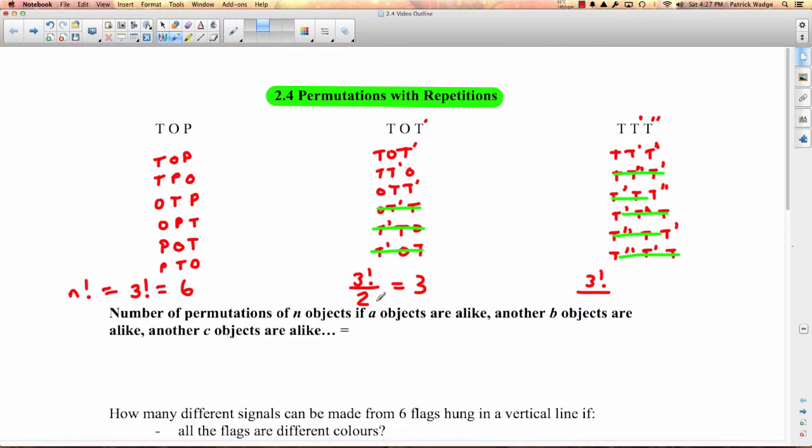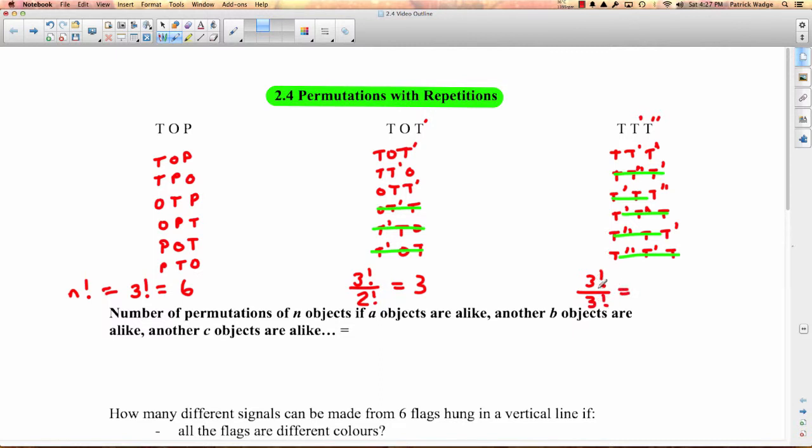Now, what's this bottom number? Like here it was 2, and then suddenly here it's 6. Can you figure out where that comes from? It's because this actually isn't 2. This is 2 factorial. But remember, 2 factorial is 2 times 1, which is just the same as 2. But here, because all 3 things are identical, we're dividing by 3 factorial.